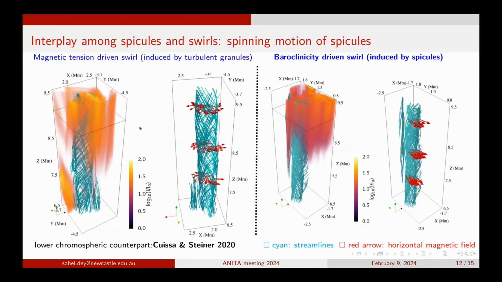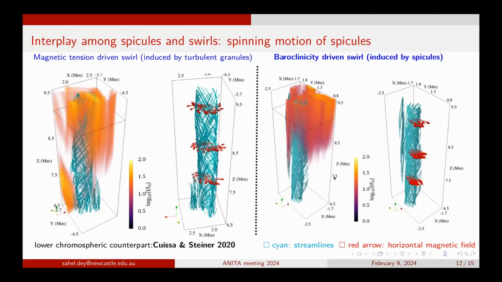We find at least two categories. In one of them, along with helical streamlines, we also find helical magnetic fields. Here you see the magnetic fields are also twisted. So they are typical signatures of torsional Alfvén waves, which are generated from the turbulent granulation process. Magnetic fields are anchored, giving perturbation to the magnetic fields, and as a response, these torsional Alfvén waves propagate in the upper atmosphere.